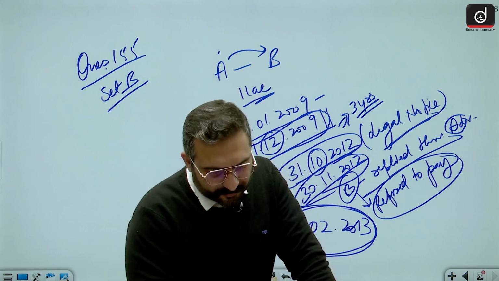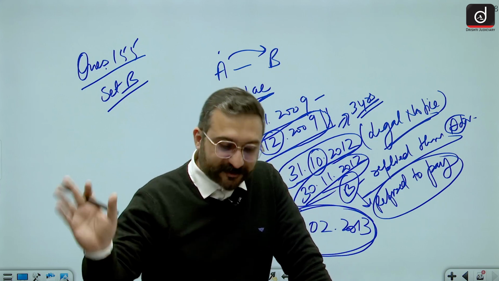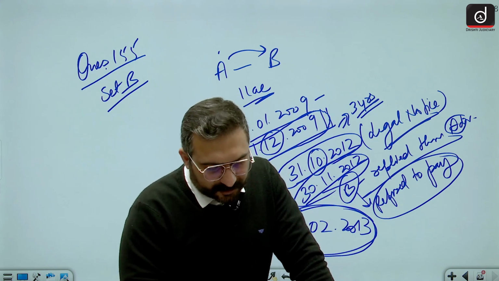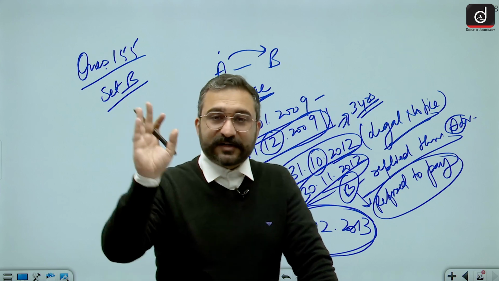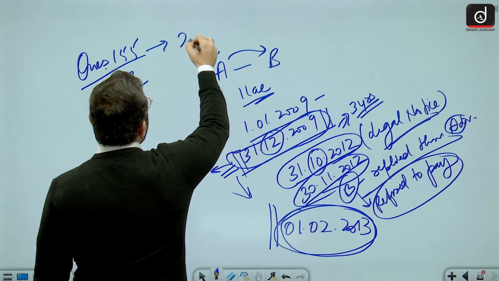So what will the answer be? All grounds are correct? No, all grounds are not correct. All the grounds are incorrect. Ground A and B are correct? No, all the grounds are incorrect. 2 is your answer. For question 155, 2 is your answer.